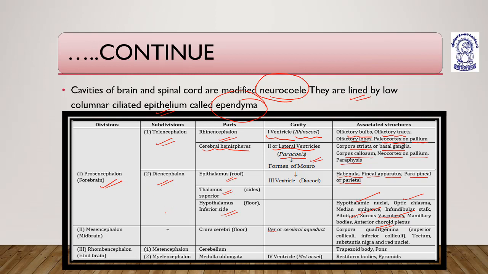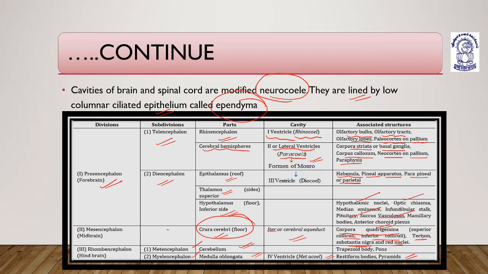Then mesencephalon or midbrain parts, crura cerebri, which is the floor. Iter or cerebral aqueduct of Sylvius consists of corpora quadrigemina, superior colliculi, inferior colliculi, tectum, substantia nigra, and red nuclei. Rhombencephalon: metencephalon and myelencephalon. Metencephalon, cerebellum; myelencephalon, medulla oblongata. Fourth ventricle, metacele, restiform bodies, and pyramids and decussation of pyramids.